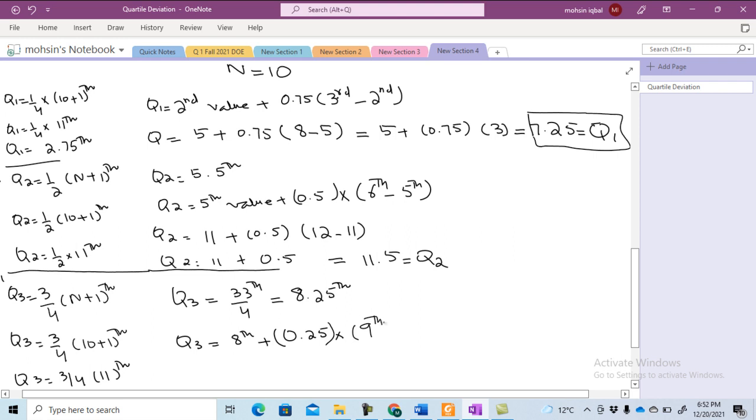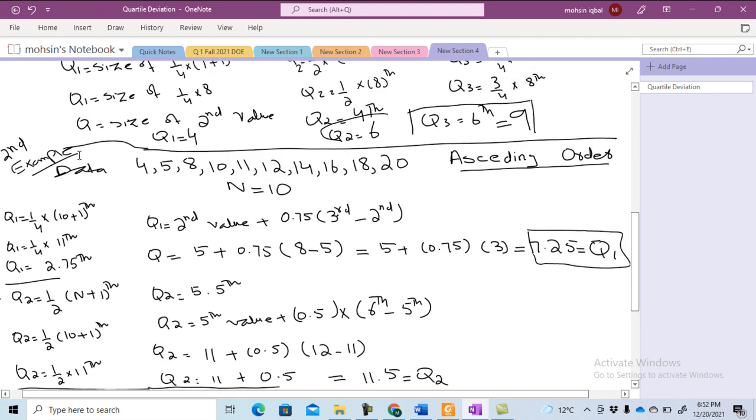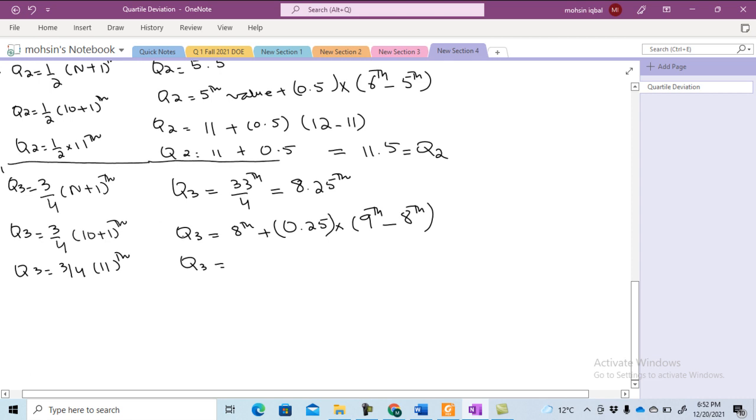This value is greater than 8 but less than 9. So the ninth observation minus the 8th observation gives the difference between these two. What's my 8th value? I will have to go again to our data. 4 is the first value, 5 the second, 3, 4, 5, 6, 7, 8, 9. So the 8th value is 16 and the ninth value is 18. So Q3 equals 16 plus 0.25 multiplied by (18 minus 16).